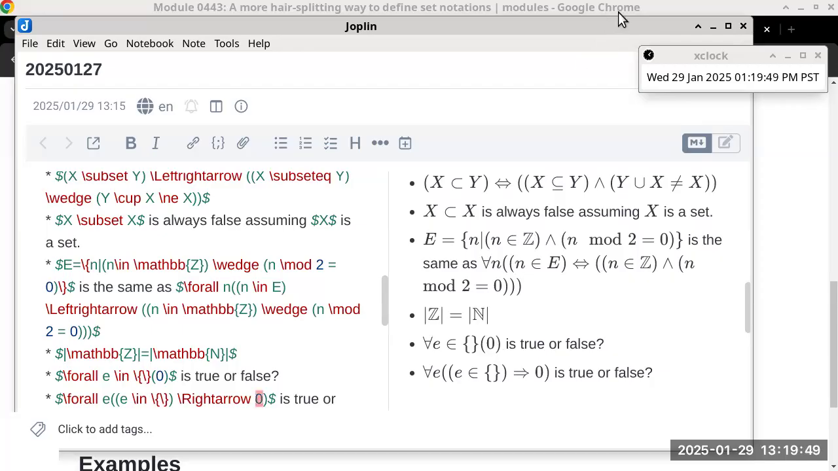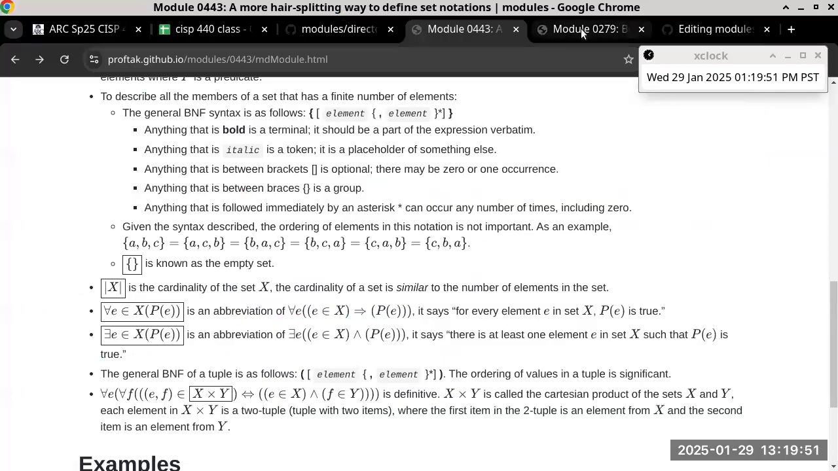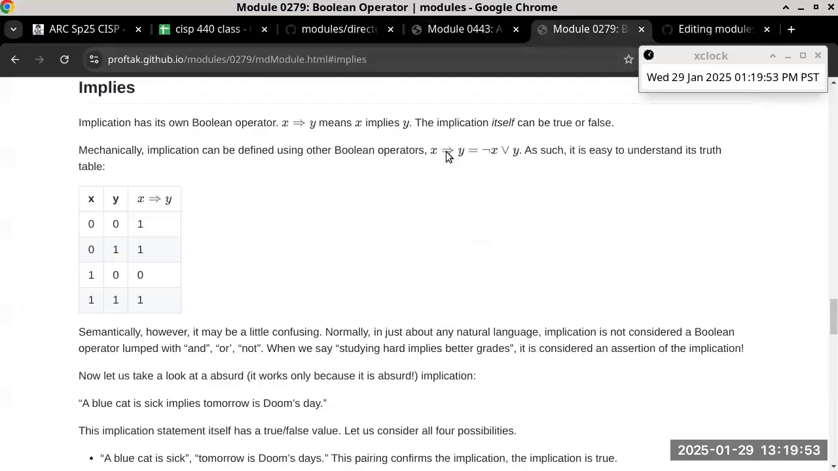Okay. So the question is whether it makes sense, in some people's minds, to define implication as not X or Y. X implies Y can be defined as not X or Y. In my mind, this is how I remember X implies Y. I don't even use the other operators to define implication.